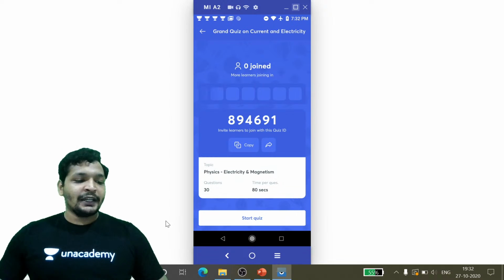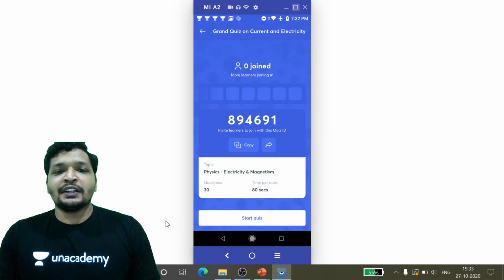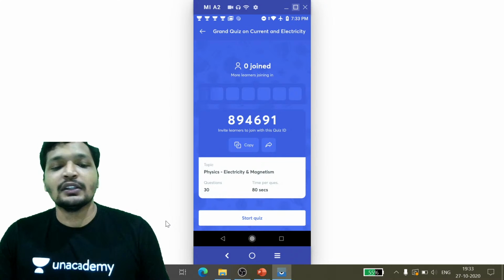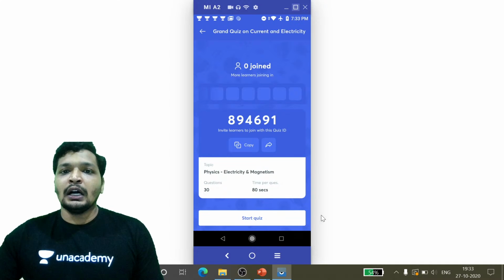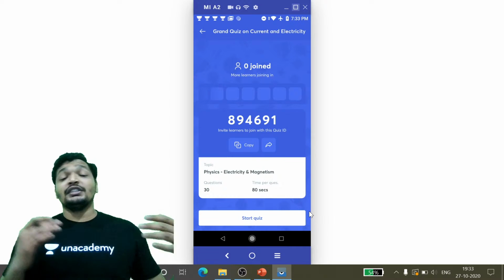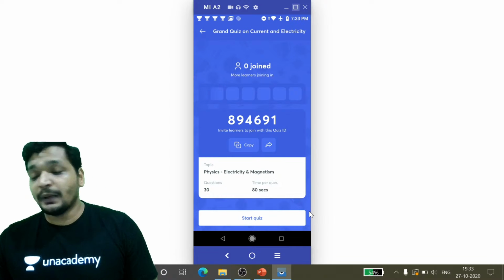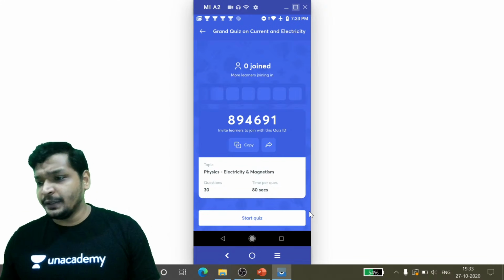So it's going to be a complete quiz on current electricity. We have this quiz today shortly after JEE Mains analysis, because this is one of the most important topics, I would say the most heavyweight topic in your JEE Mains. We have noticed in the past 10 years' paper pattern, at least 3 questions are asked every year.